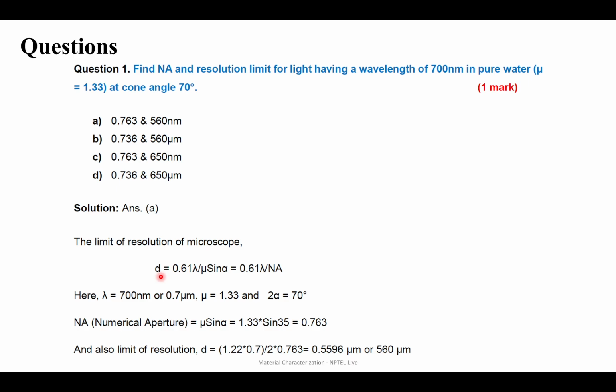Now the limit of resolution is calculated as d equals 0.61 lambda by NA. So you put that: 0.61 into 700 divided by 0.763. So that will come out to be around 560 nanometers.